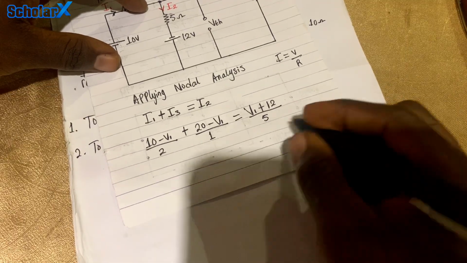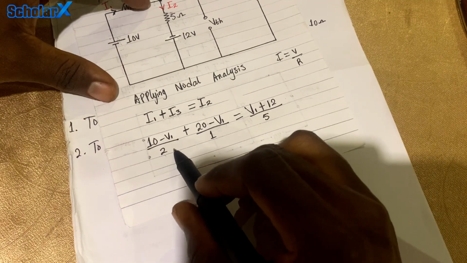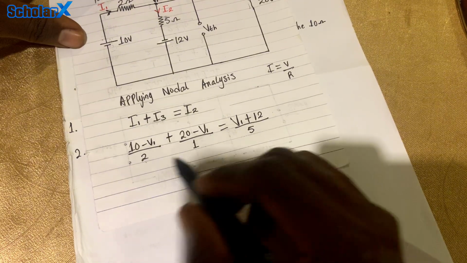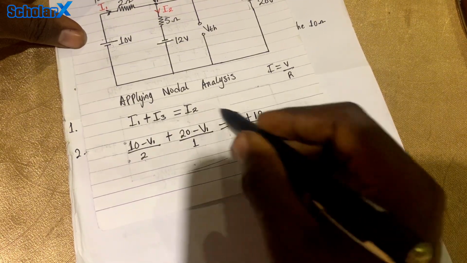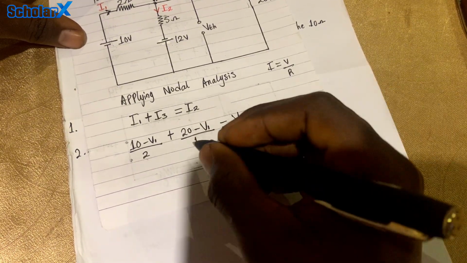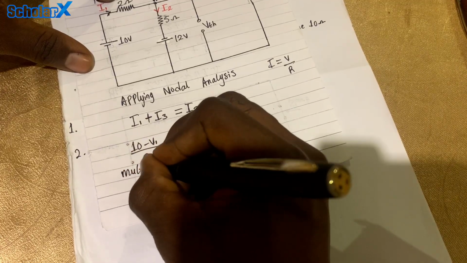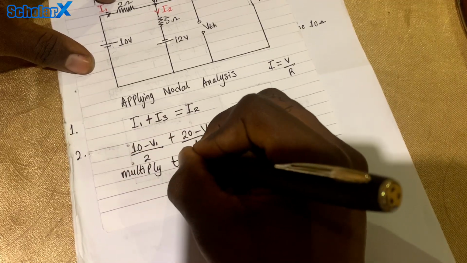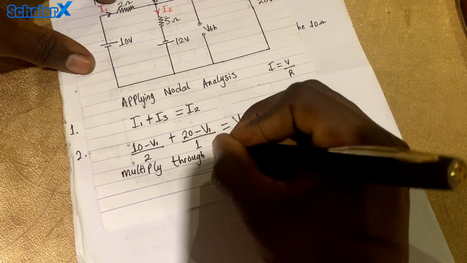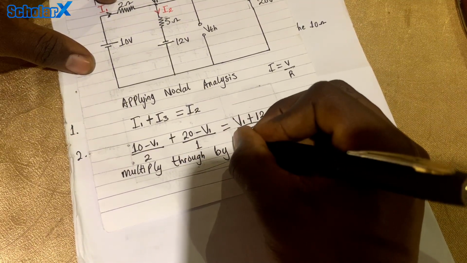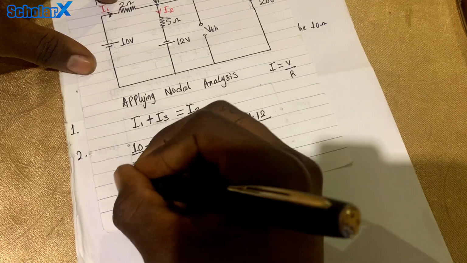So now we're going to multiply through by the LCM of the denominators, because this is going to lead us to an equation. The LCM of the denominators is 10, so we multiply through by 10. When you multiply through by 10, it becomes what?